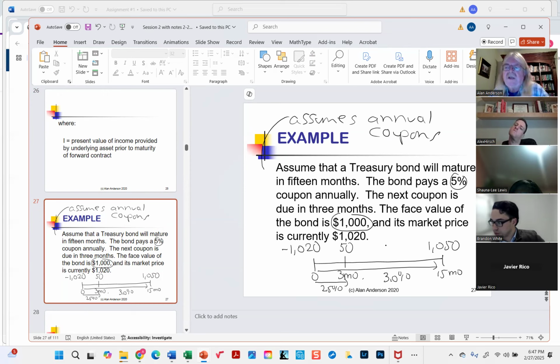All right, so in other words, in 3 months, we'll get a $50 coupon, and in 15 months, we'll get another one. And then at that time, the bond will mature, which means I also get my money back. So the two cash flows that I am going to receive in the next 15 months are $50 in 3 months, $1,050 in 15 months. Fine. Now, the market price of the bond at the moment is $1,020.